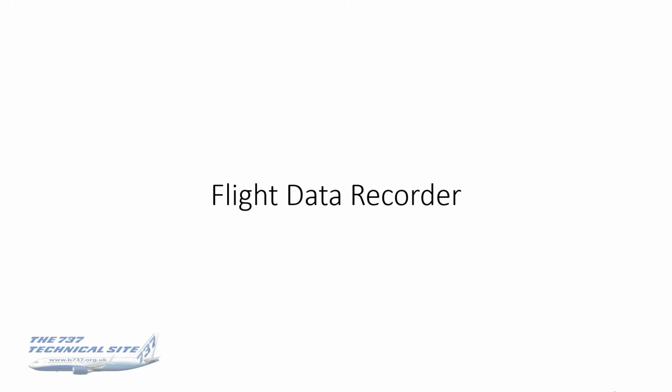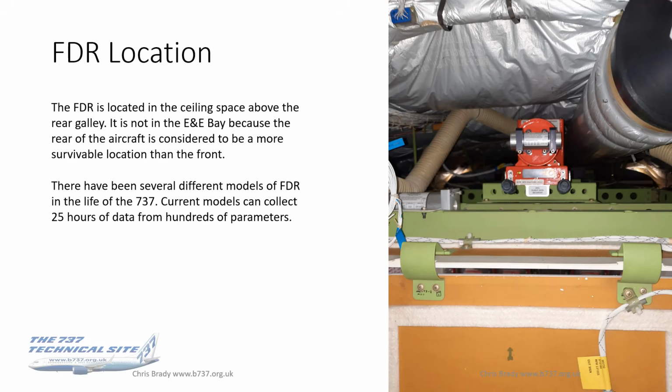Okay, so let's take a close look at the flight data recorder now. As I've already mentioned, this is located in the ceiling space above the rear galley. It's not in the E&E bay because the rear of the aircraft is considered to be a more survivable location than the front. This we know. There have been several different models of the FDR, and current models can collect 25 hours of data from hundreds, absolutely hundreds of parameters.